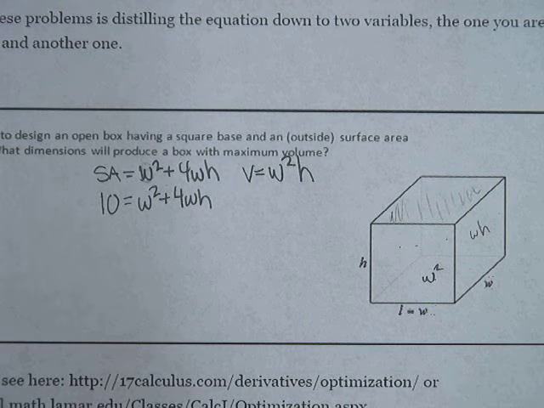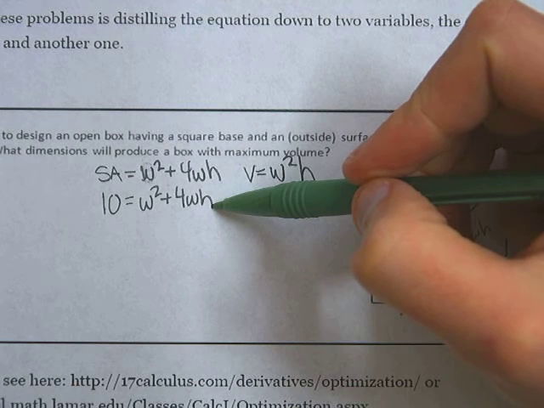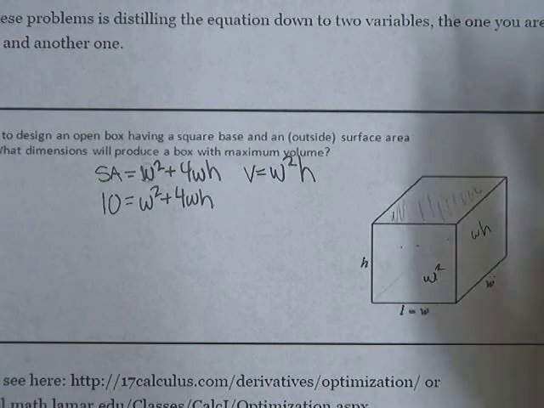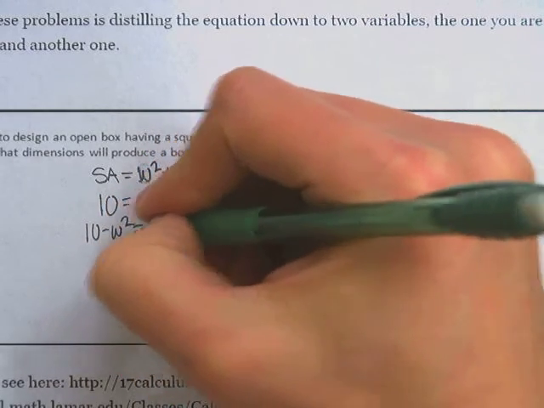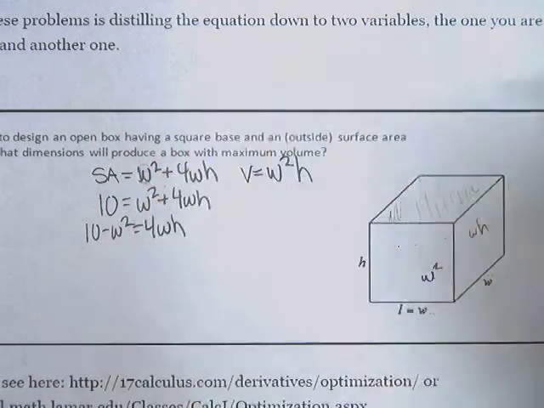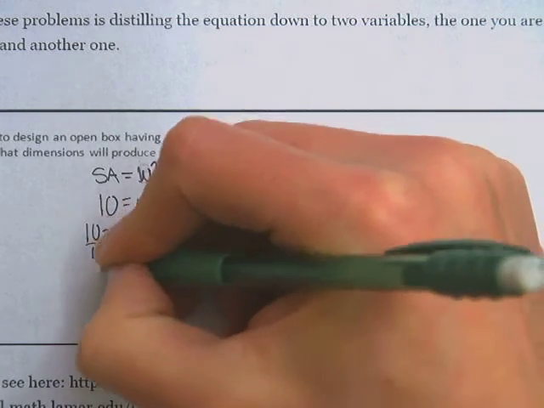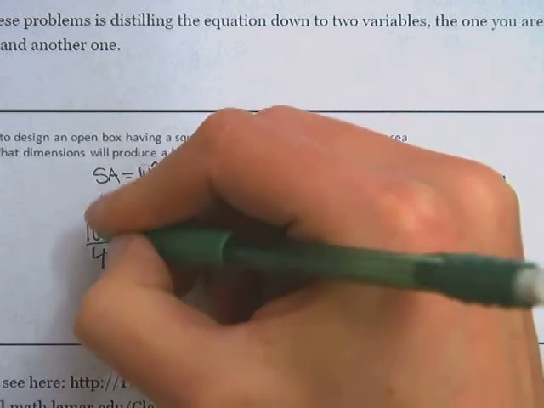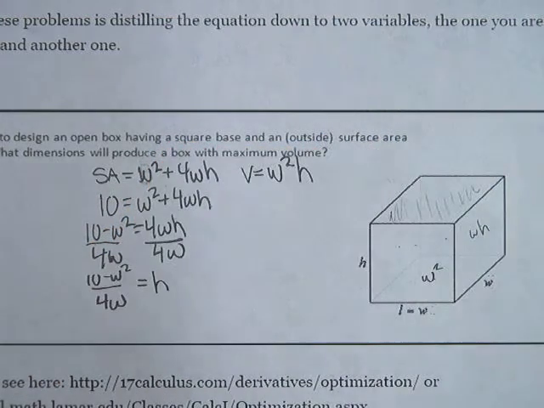Okay, so now our goal is to solve for a variable in this equation. There's an obvious easier one to solve for. W would be really hard to solve for because we have a W squared, so we should definitely solve for H. 10 minus W squared equals 4WH. Divide both sides by 4W, and you get H is equal to 10 minus W squared over 4W. It's not too bad.